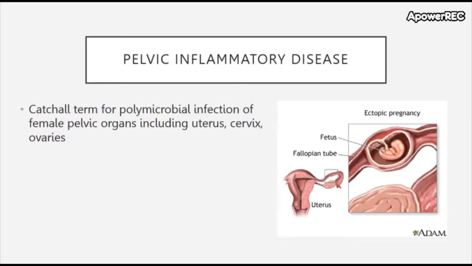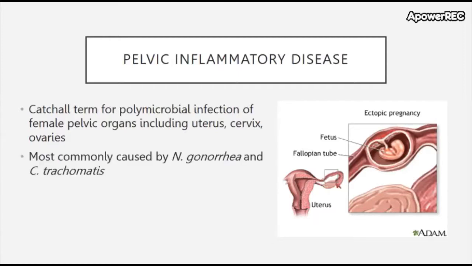Pelvic inflammatory disease is a catch-all term for a polymicrobial infection that occurs in female pelvic organs, including the uterus, cervix, and ovaries. It is also most commonly caused by Neisseria gonorrhoeae and Chlamydia trachomatis.